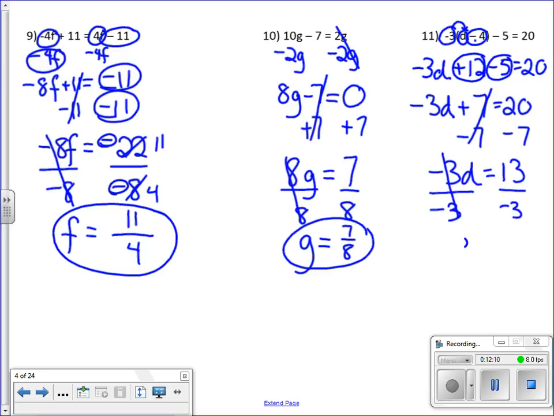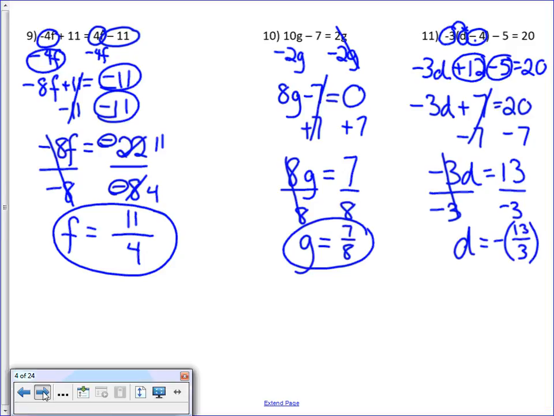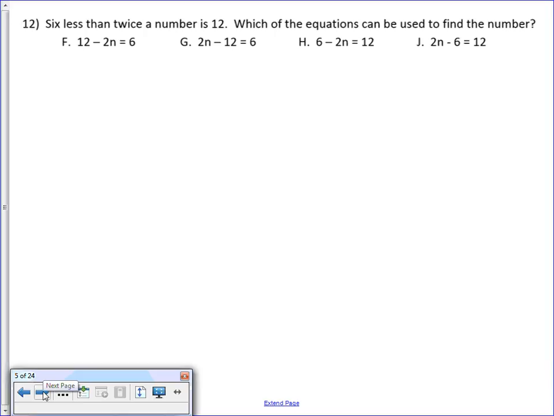That cancels out, and I get d is equal to, and you can write this a couple ways. I can leave it like this with the 13 over negative 3. I like to actually put the negative sign on the outside and then put the 13 over 3. So it's a negative 13 over 3. And that's fine. You can leave it as the improper fraction, just as long as you reduce, but that one was already reduced.